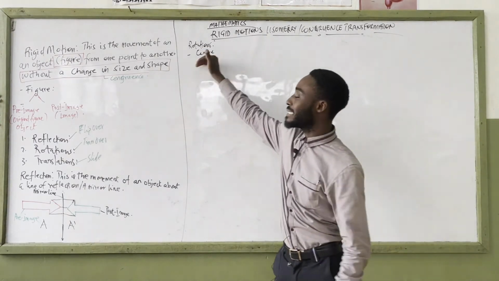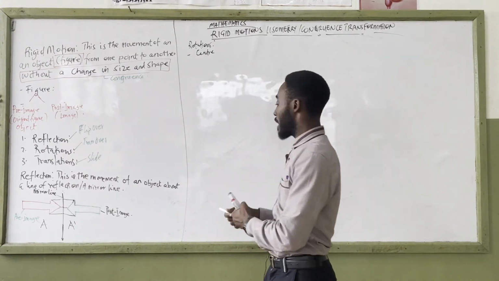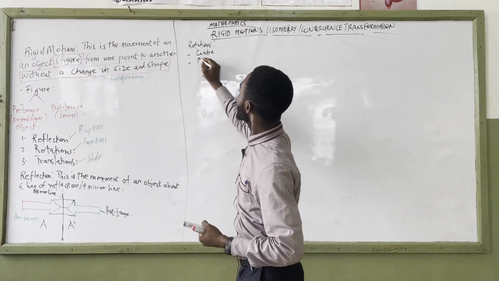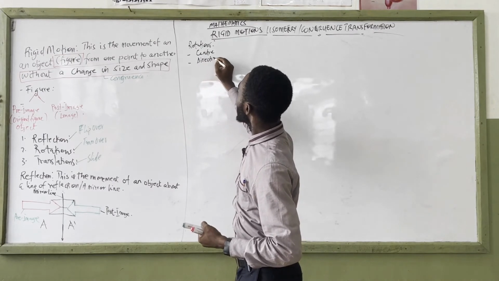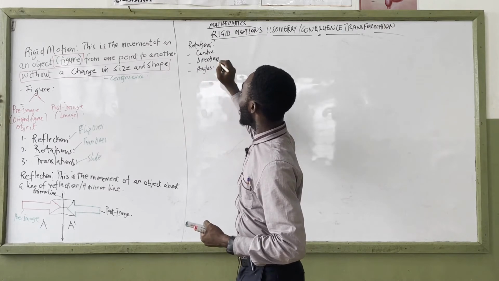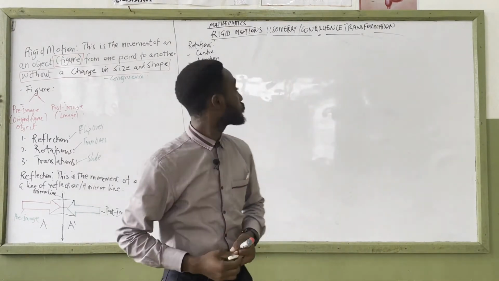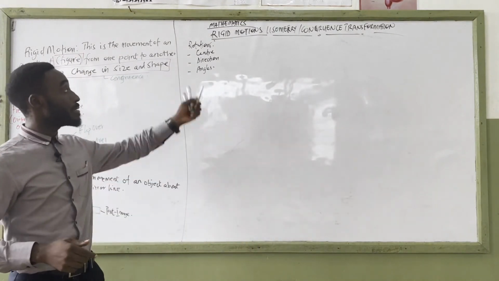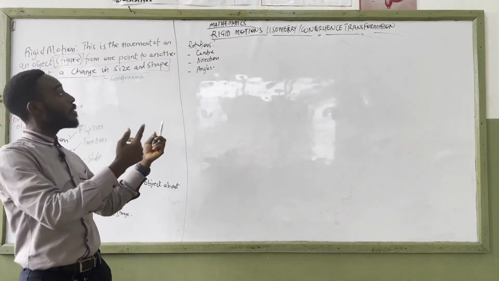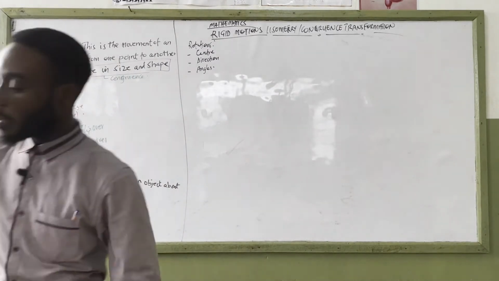We look at the center, we look at the directions, and then we look at the angles. These three elements are very key when it comes to rotations. So the center could be about any point. The directions are two. Let me bring my clock to illustrate this.